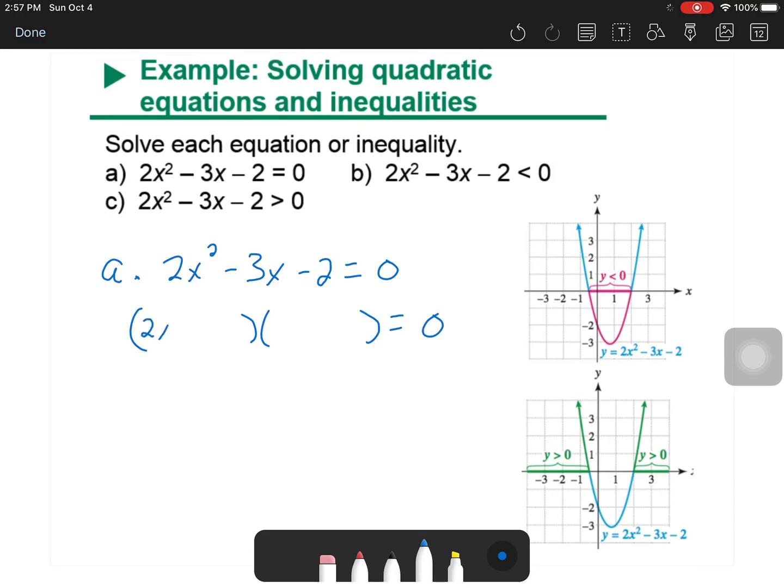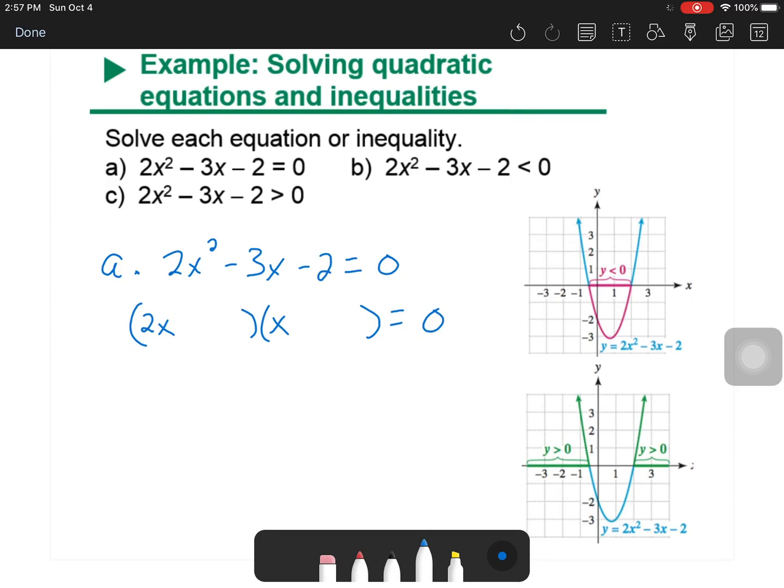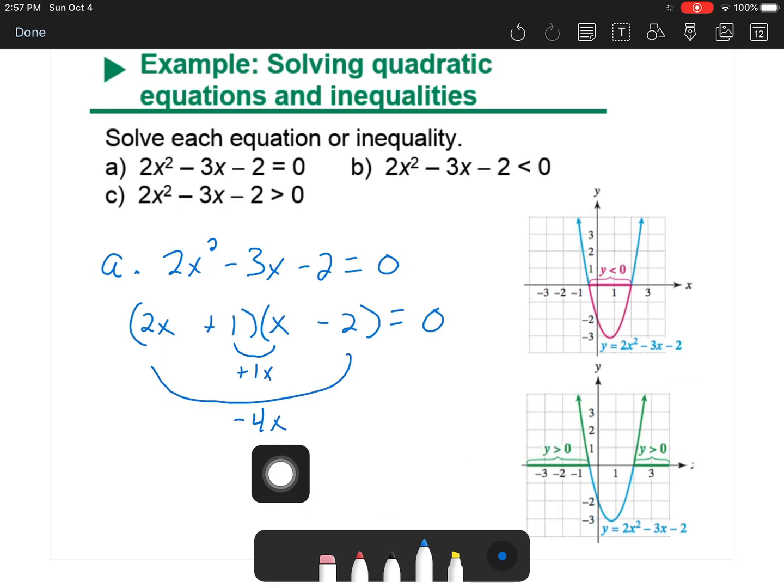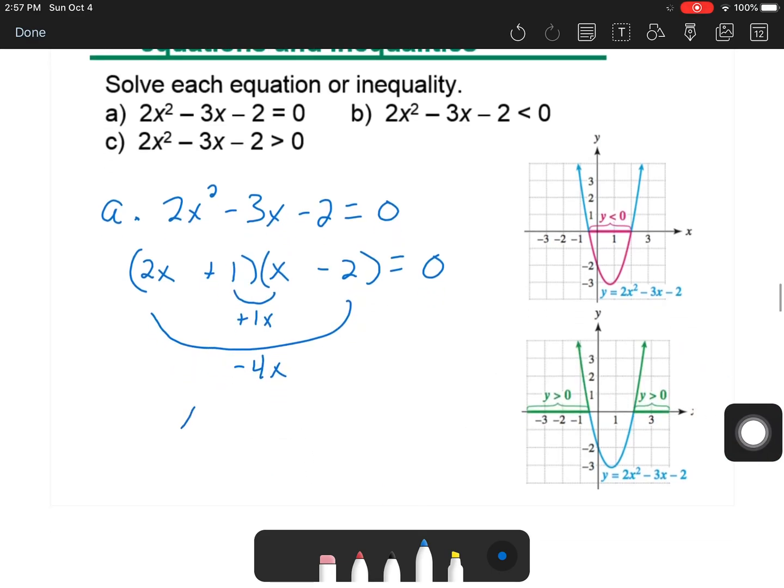Because it's 2x squared, we have to say 2x times x. And let's see, negative 2 would have to go negative 2, positive 1. And then remember we want to check. This is positive 1x. This is negative 4x. If I add those, negative 4 plus 1, I get negative 3. So that's correct factoring.